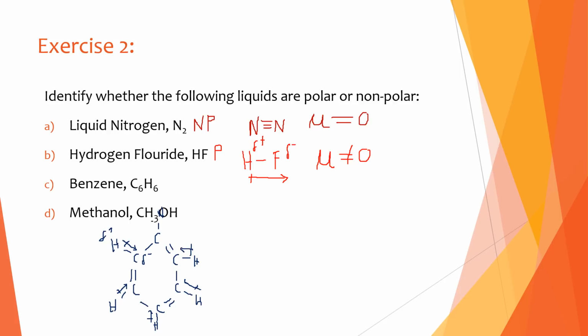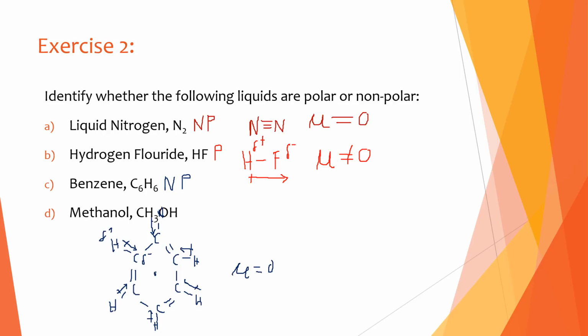And lastly, all of these dipole moments will meet in the center. So the net dipole moment will become 0. This is because the dipole moments cancel each other. So when the dipole moment equals 0, that means the molecule is a non-polar molecule.